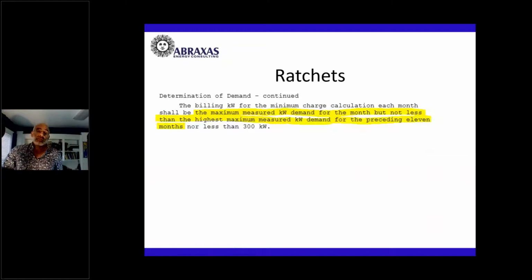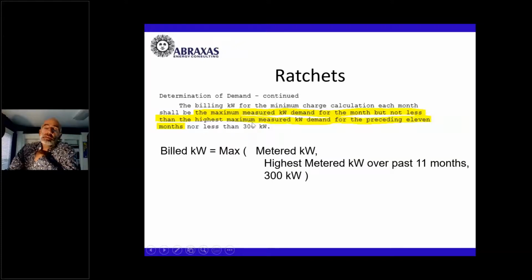Okay, now they've got ratchets on this thing. So what they're saying is, this isn't actually from that rate, this is just a general definition of ratchet, but they're saying we're taking the max measured kilowatt demand for the month, but not less than the highest measured kilowatt demand from the preceding 11 months. So they're looking at the kilowatts from several months, your last 11 months. That's basically what it says. Also, there's a minimum demand of 300 kilowatts.